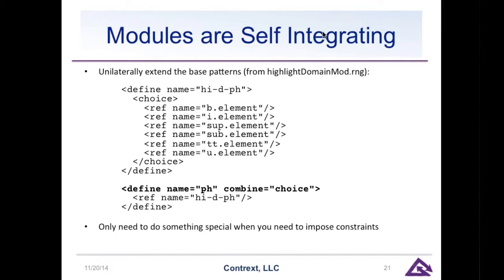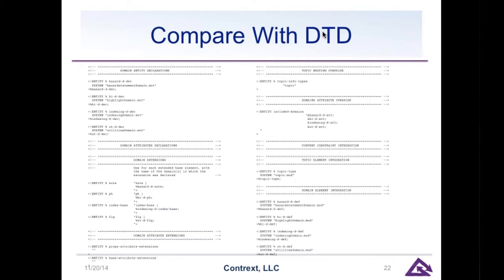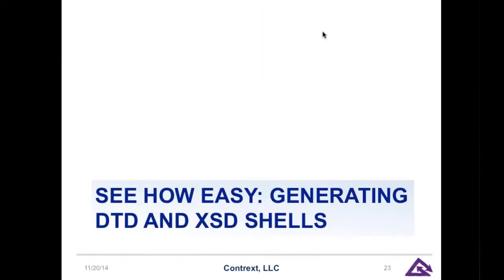No additional work required. The only time I would need to do something special is if I wanted to impose constraints, right? So let's say that you wanted to use the highlight domain, this is the highlight domain, but you didn't want to allow the TT or U elements, because who would ever want those? There's ways to do that. I'm not going to show them to you, but they're not that hard. So just by contrast, here is the first part of the equivalent DTD shell document, equivalent to the grammar file I showed you, and it actually goes down off the screen about three or four meters into the basement. So that's very quickly to show you. It really is tremendously easy.